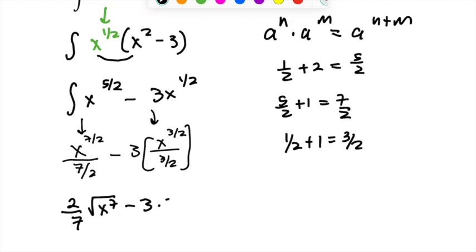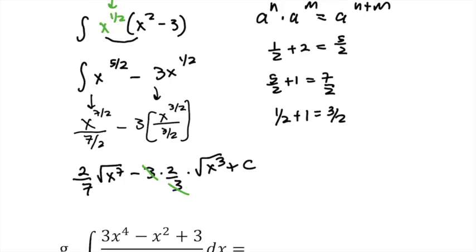minus 3 times 2/3. Because again, when you move this outside, it reciprocates. Times the square root of x cubed. And again, we always add the constant. And technically, these simplify. And so my final answer is going to be 2/7 times the square root of x to the 7th minus 2 times the square root of x cubed plus c.